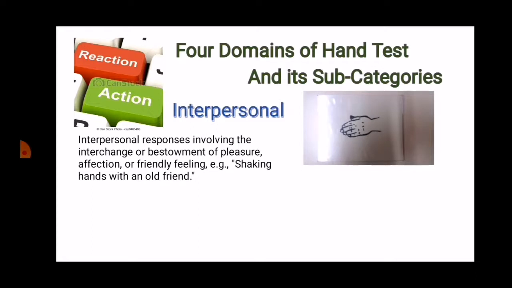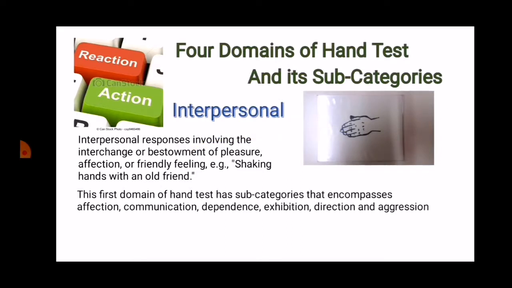Those responses that fall under this domain are considered normal. Okay, so the first domain of the Hand Test has subcategories that encompass affection, communication, dependence, exhibition, direction, and aggression. So these are the subcategories of this domain. Let's now proceed to the subcategories of interpersonal.